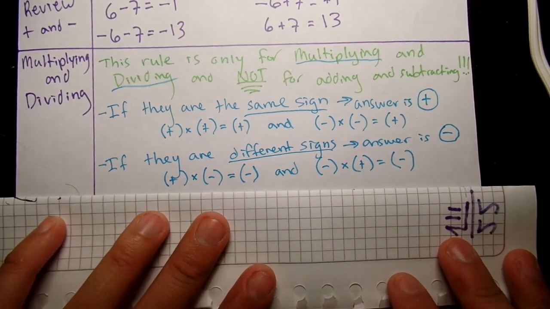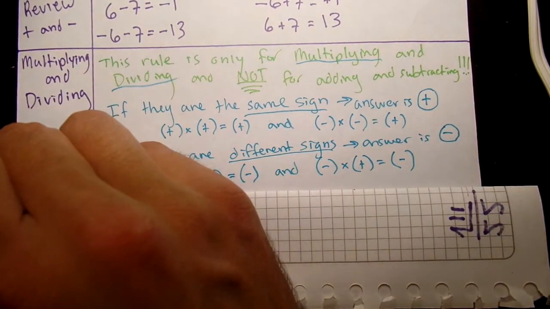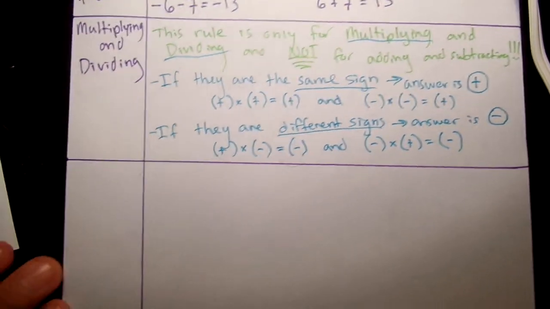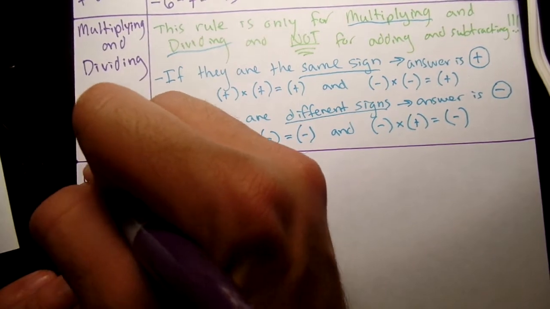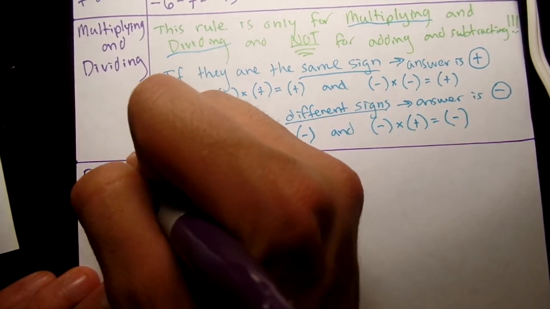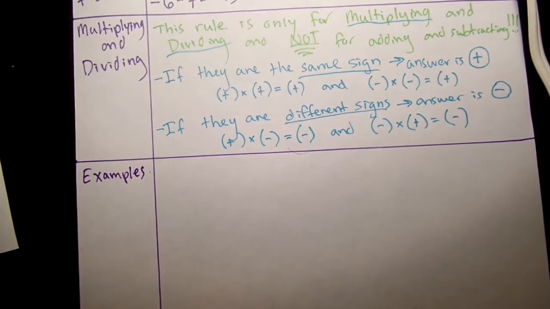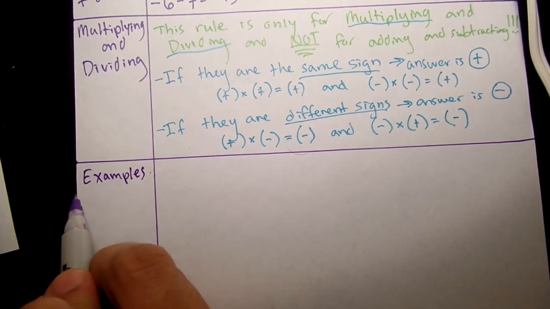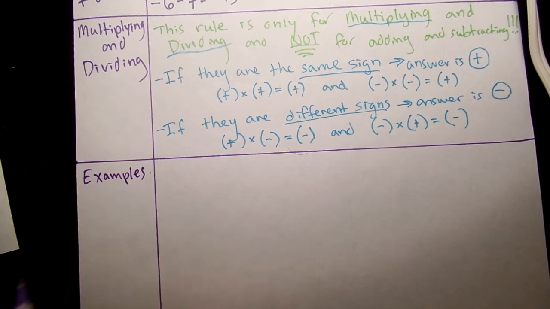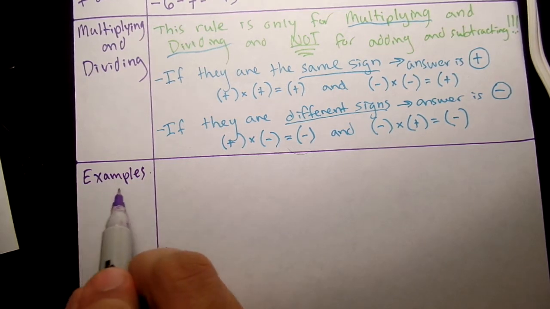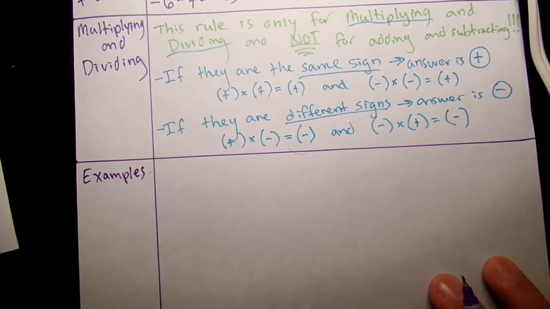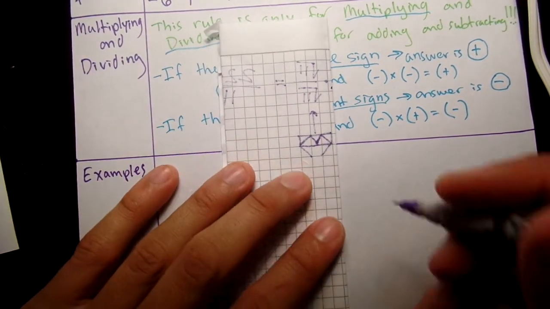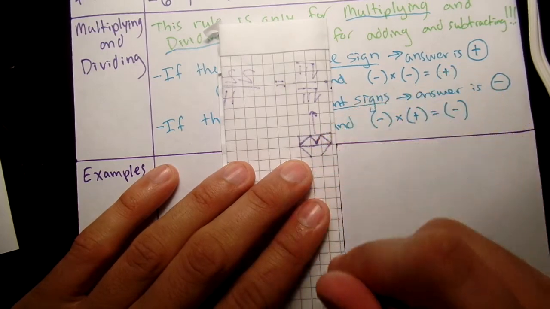Okay. So that's the rules in words. Let's actually look at it with examples, okay? So the next part is examples. If you are watching this, I want you to put a line under examples. So put a line right here under examples. All right. We're going to look at both cases.